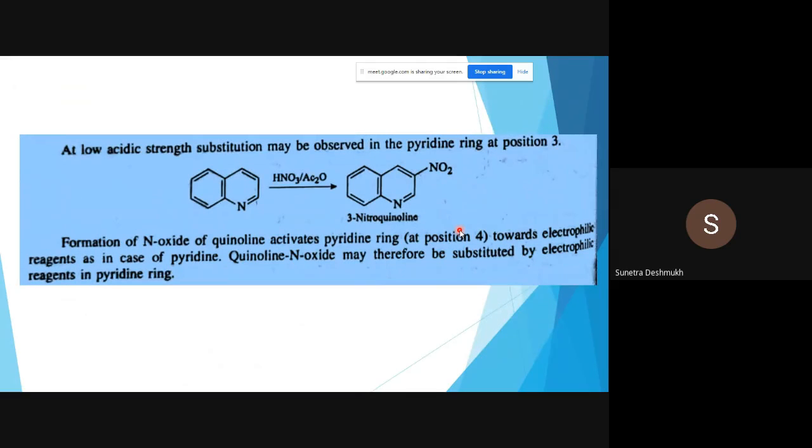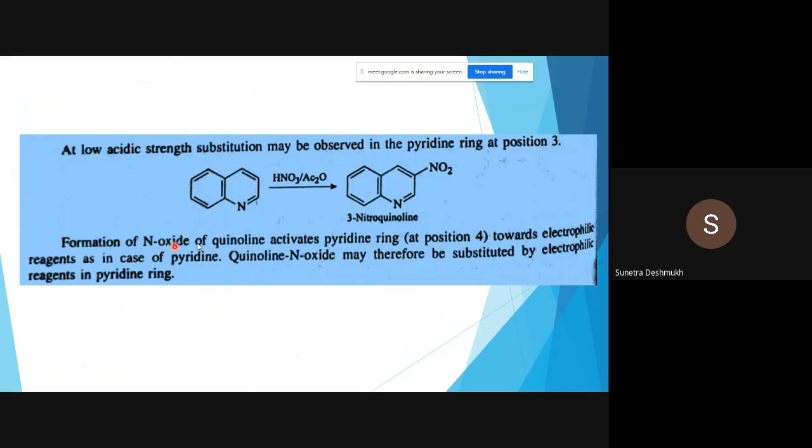Now this one is the nitration of quinoline, which takes place at the third position in the pyridine ring. At low acidic strength, here the acidic strength is lower, they have used only nitric acid and acetic anhydride. So this is low acidic strength, and substitution may be observed in the pyridine ring at position three.